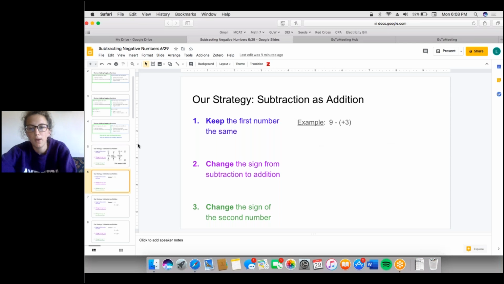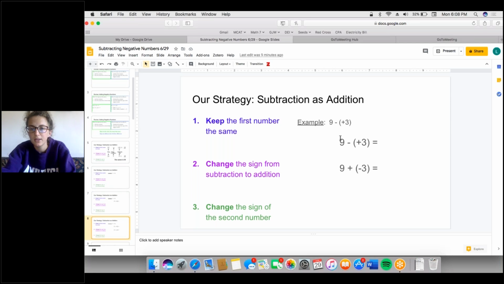So we could get a problem like this. That's 9 minus positive 3. And I see this is a subtraction problem. So my strategy is going to be to change it to addition. And I'm going to use keep, change, change to do that. Where I keep 9 as 9, I keep the first number the same. I change my sign from subtraction to addition. And I change the sign of my second number.